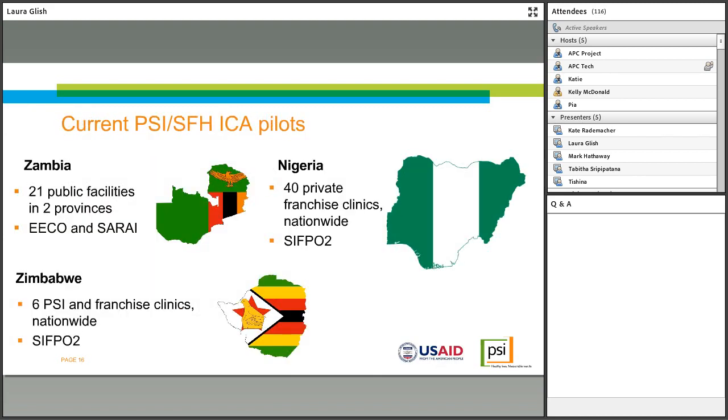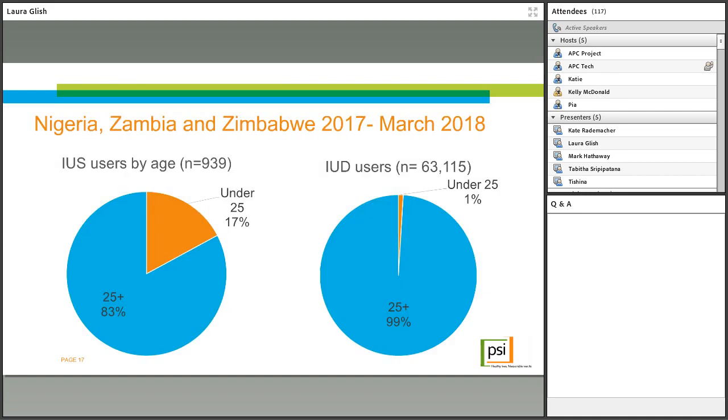Currently, we have 3 ongoing pilots in 3 countries: in Zambia in the public sector, supported with USAID funds through ECO and Sarai; in Nigeria in private franchises, nationwide, supported by CISPO2; and in Zimbabwe in a mix of PSI and franchise clinics, also supported by CISPO2. These have been going on since Q2 of 2017, and we have some initial data on what types of clients are choosing the IUS versus the IUD.